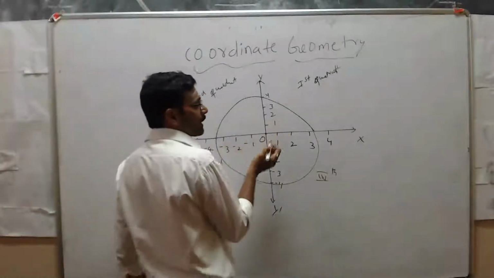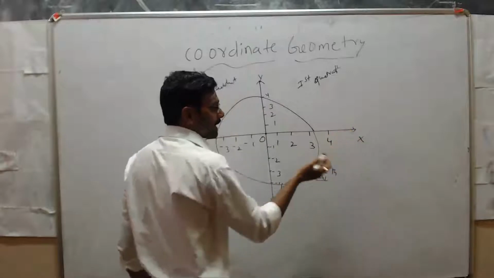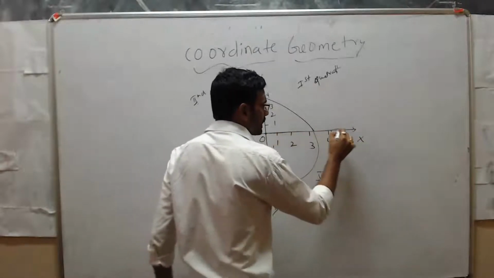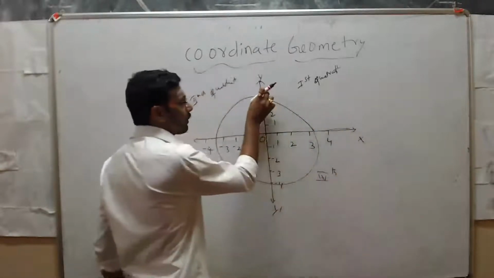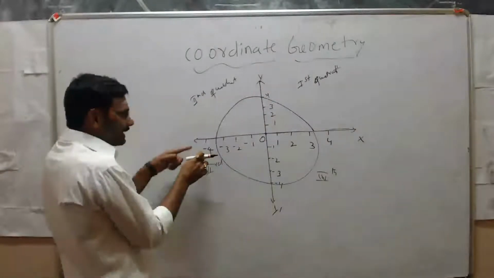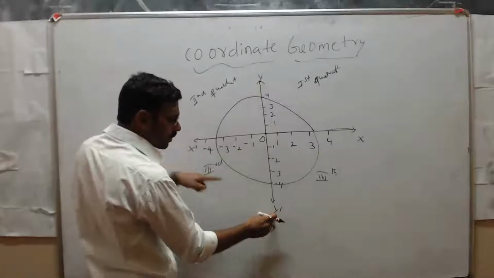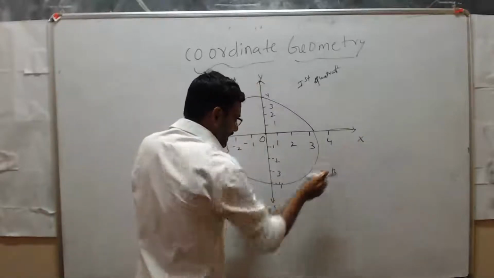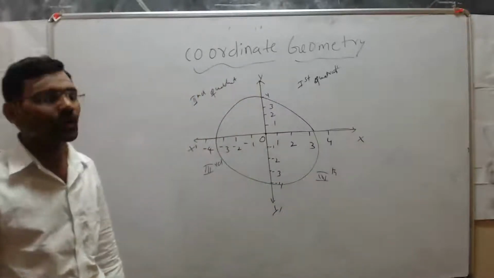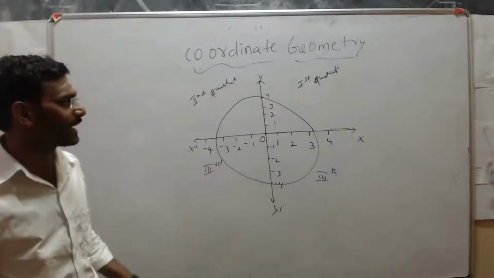Here in the first quadrant the axes are x and y. Second quadrant, x dash and y. Third quadrant, x dash and y dash. Fourth quadrant, x and y dash.